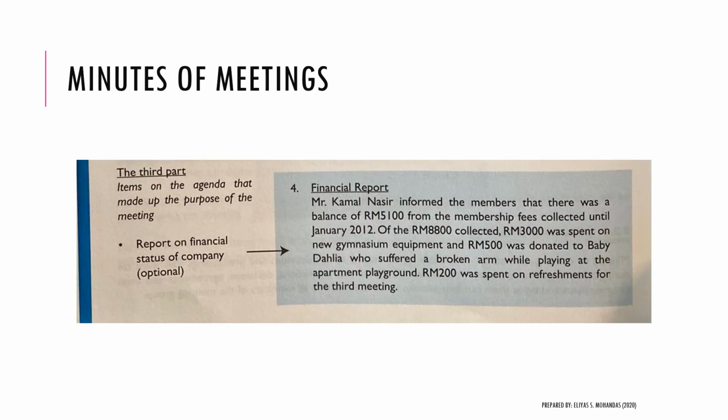And then we have the third part, which is quite long or lengthy: items on the agenda that made up the purpose of the meeting. So we have the financial reports on the financial status of the company, and this can also be optional, because not necessarily in any meeting you are to report something. Sometimes you would like to table new items in the meeting, new things, new agenda, new proposal. If you don't have any report, then we skip this part and go straight to the next agenda.